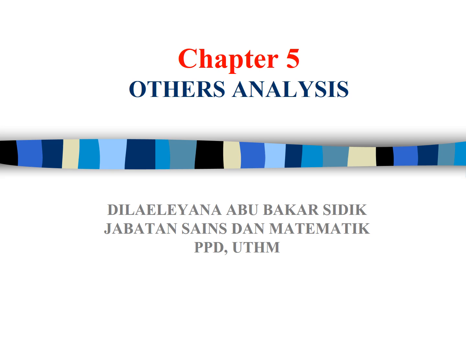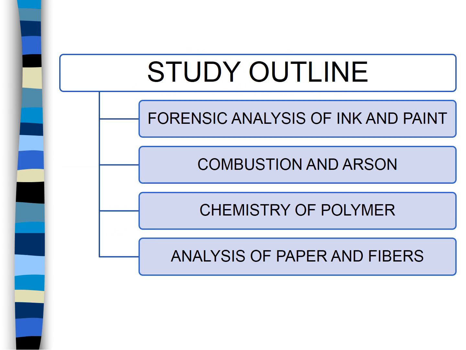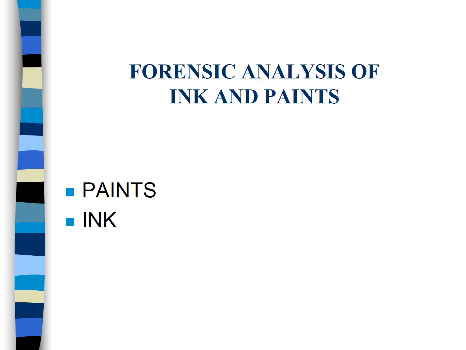Today we will cover the analysis. So this chapter will cover the forensic analysis of ink and paint, combustion and arson, chemistry of polymer, analysis of paper and fibers. Okay, so for the first one, we go to the paints and inks.